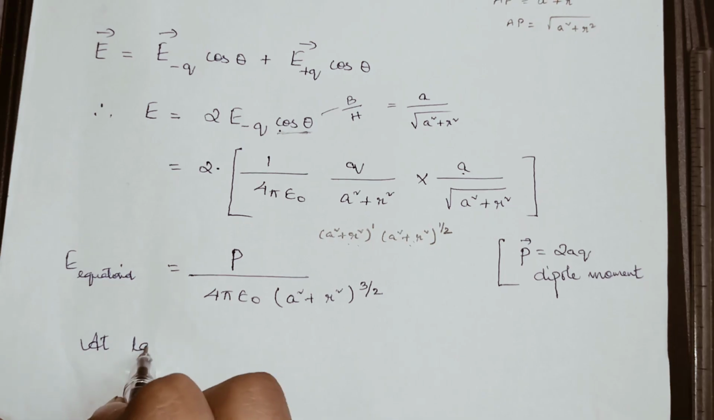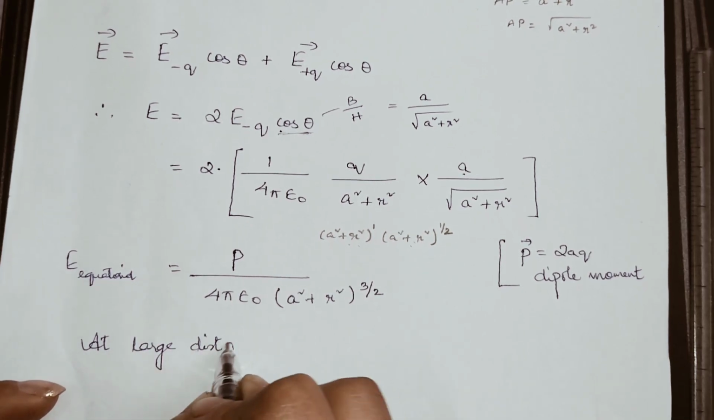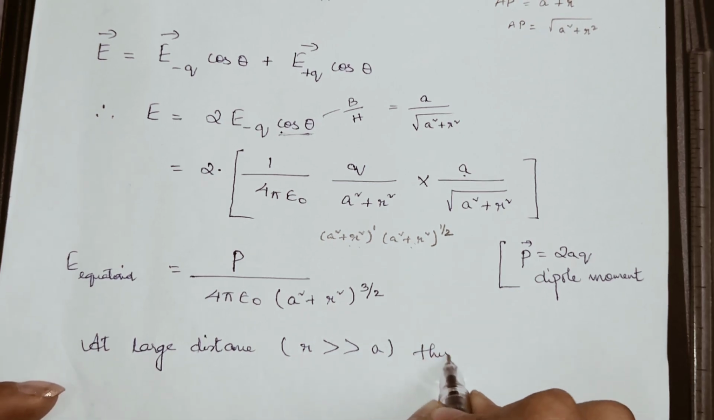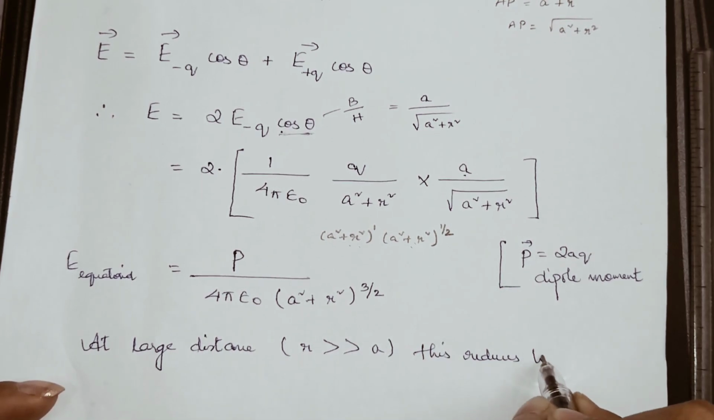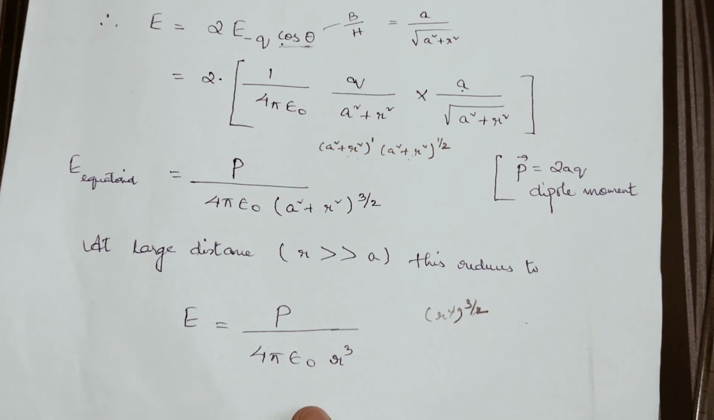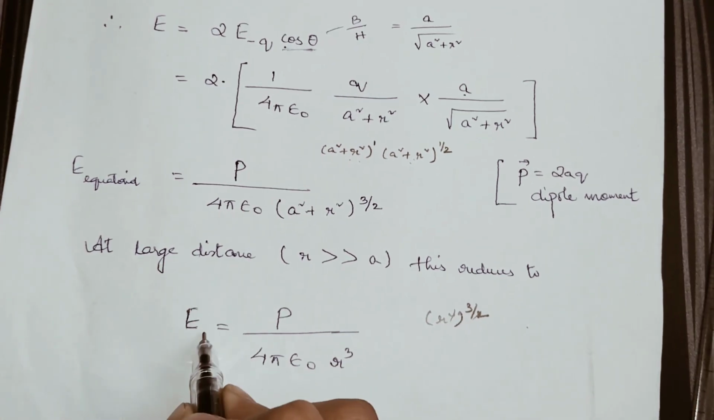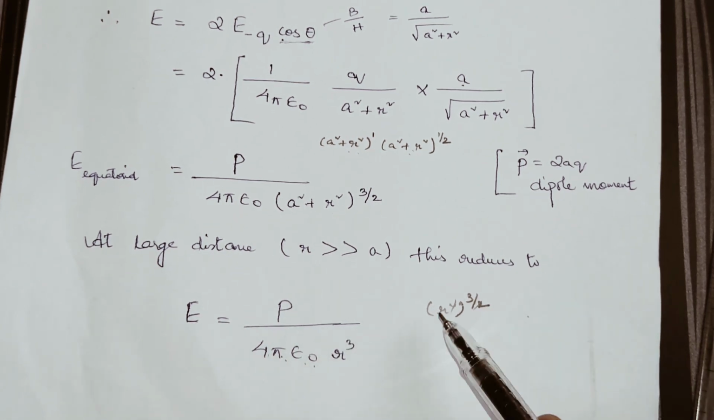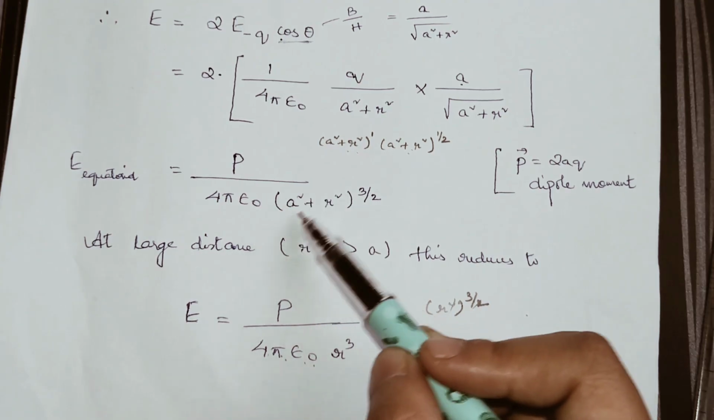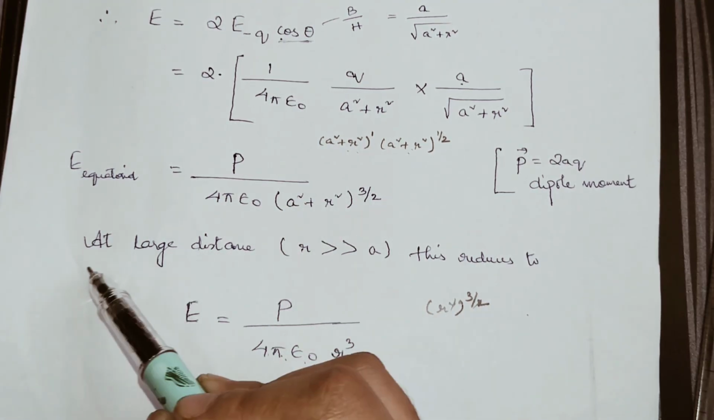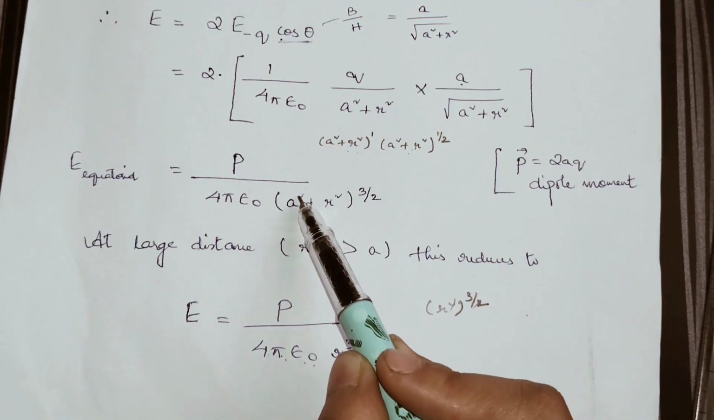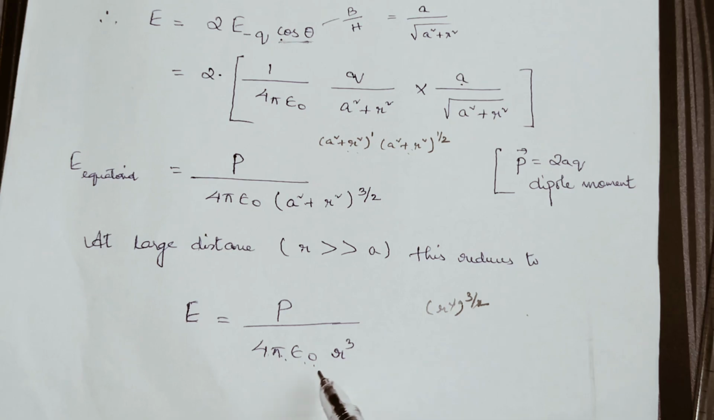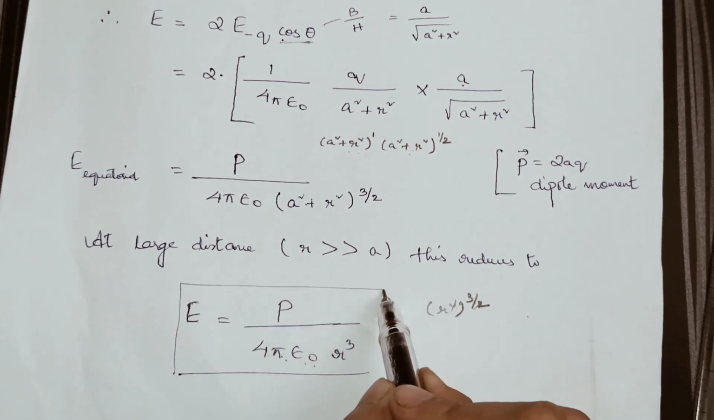Now at a larger distance, r is very much greater than a, so this equation reduces to our final equation, which will look something like E equatorial is equal to p divided by 4 pi epsilon naught. And if we look here, if we consider r to be at a larger distance, r is very much greater than a, so a we can basically neglect. We're left with r squared to the power 3 by 2, so when 2 and 2 get cancelled, we're left with r cubed. So this is our final equation.